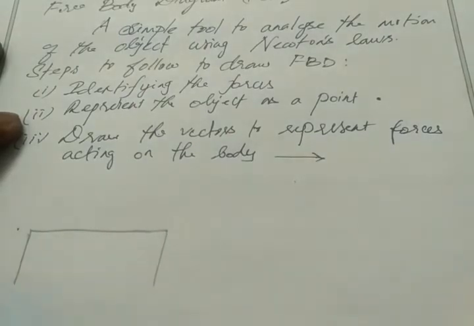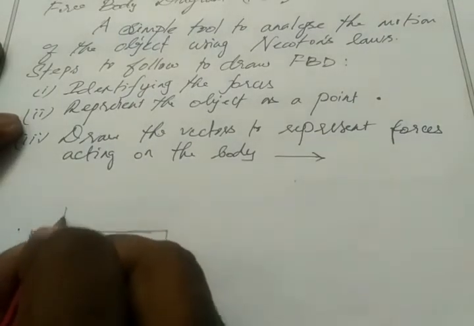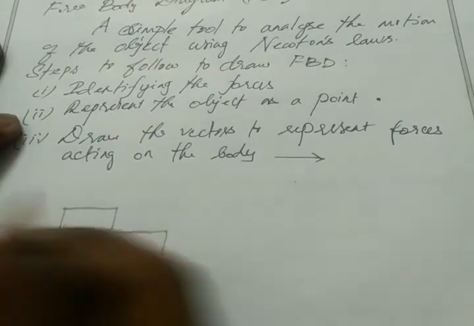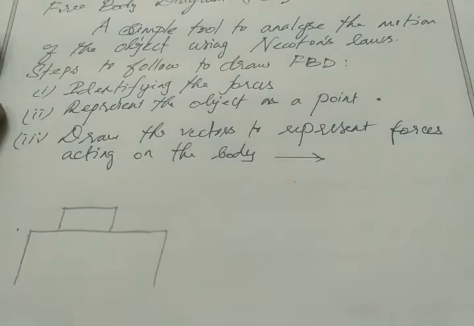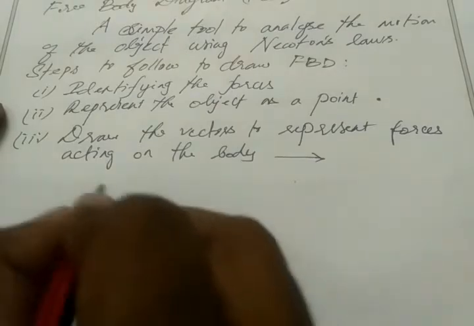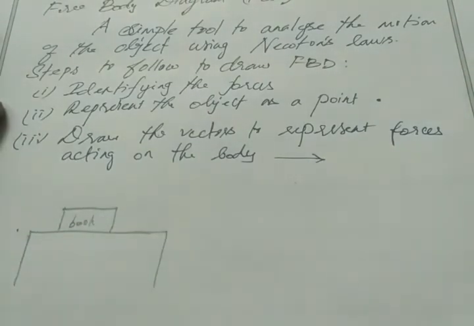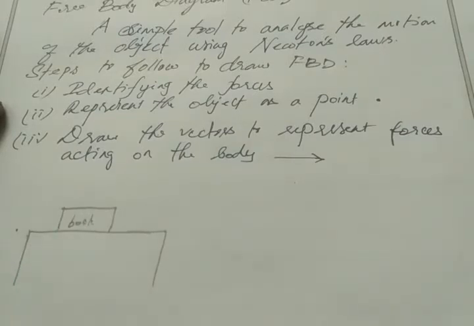On the table we have an object. An object is kept at rest on the table. So what are the forces acting on this object? Say this is a book. A book is kept at rest on the table. So what are the forces acting on the object, or what are the forces acting by the object? Here we have a table and a book.